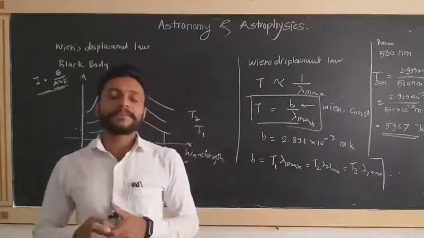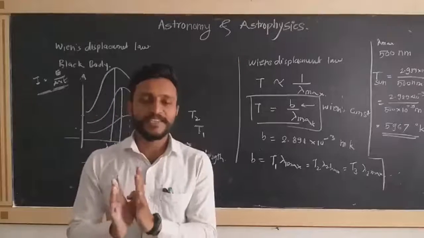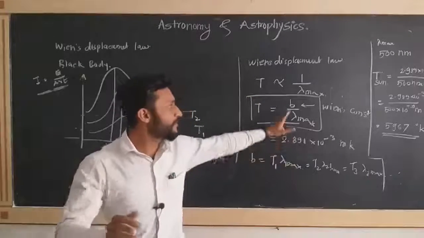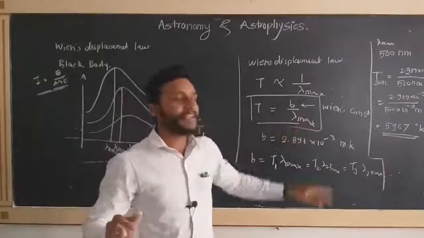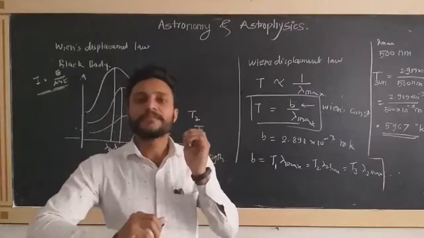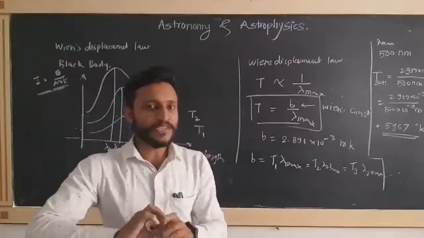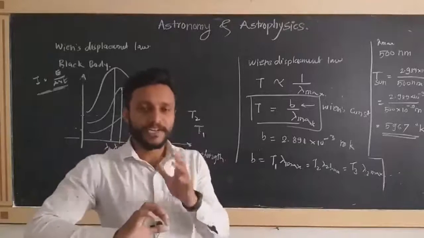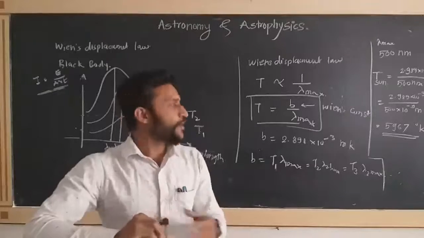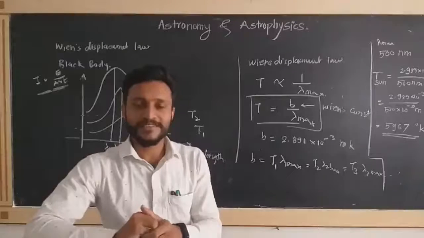Similarly, we can estimate the temperature of any stars and galaxies by simply sitting on the earth with the help of Wien's displacement law, because we know the Wien constant, and if we take the electromagnetic spectrum from the sun, from any star or from any galaxy, and are able to find the lambda max of that spectrum, we can estimate the temperature of that star or galaxy. I hope it is clear.